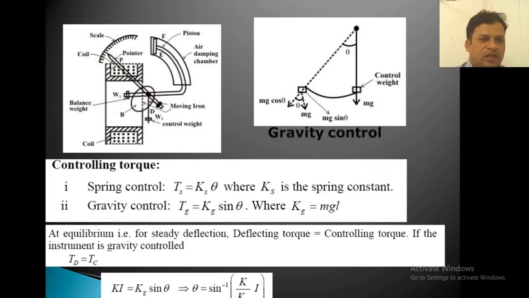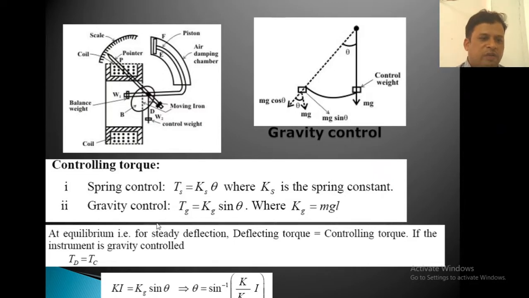Whenever the coil is magnetized, the deflection occurs here, and after the deflection occurs, the damping as well as the controlling will be done by these two elements, the control element and the damping element. Now in this gravity control, you have control weights hanging like this, and therefore mg is the weight here, and the two components are mg cos theta and mg sin theta. These are the physical components for a gravity control method.